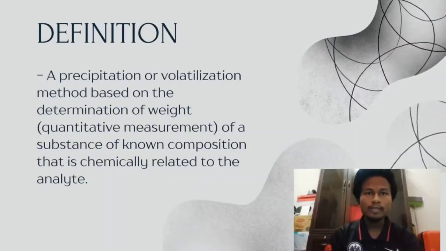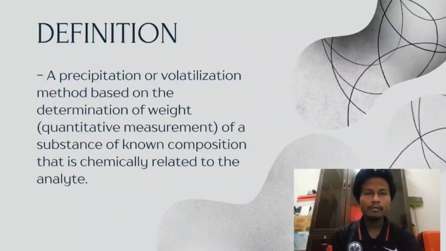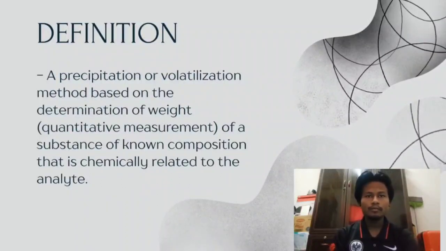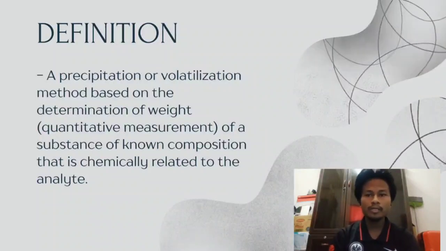So now let's get into the definition of the gravimetric method of analysis. The gravimetric method of analysis is a precipitation or volatilization method based on the determination of weight, a quantitative measurement of a substance of known composition that is chemically related to the analyte.